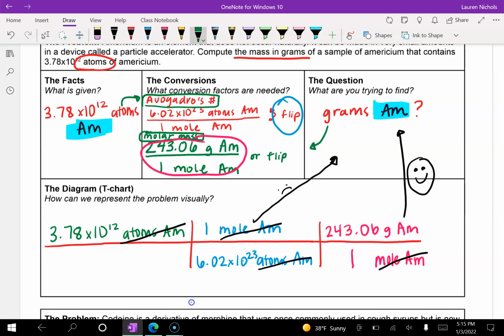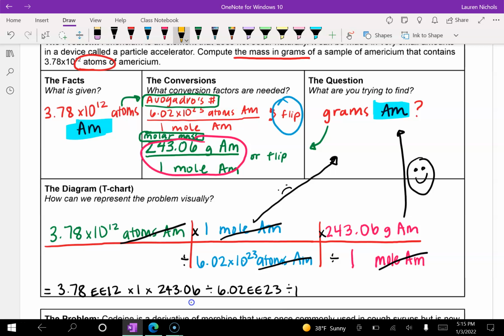And just like with one-step dimensional analysis, when we do this, we multiply by what's in the numerators and we divide by the denominators. So when we put this in our calculator, we can say 3.78 EE12, because I use the EE function. If you're not using the EE button, then you need to put your number completely in parentheses. So times 1 times 243.06 divided by 6.02 EE23 divided by 1. So we multiply by all the numbers that are at the top and we divide by the numbers at the bottom.